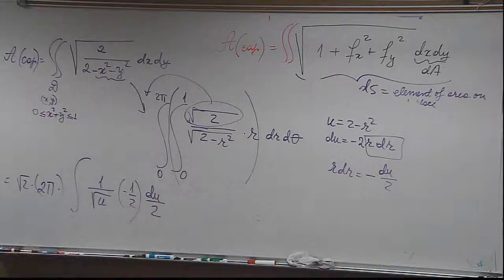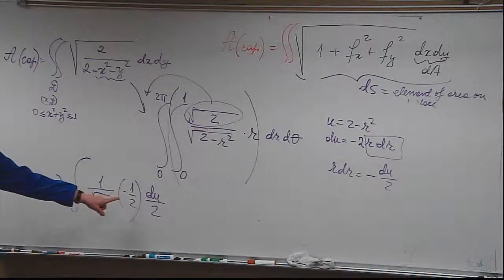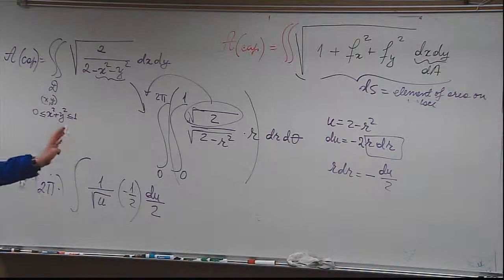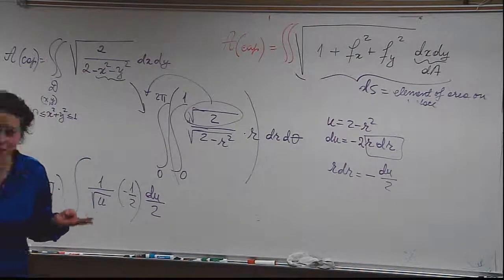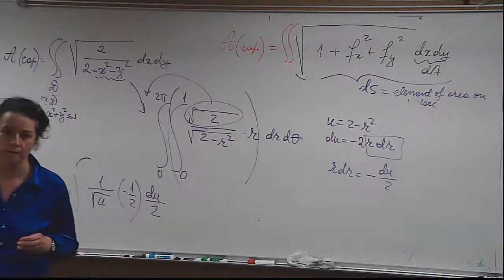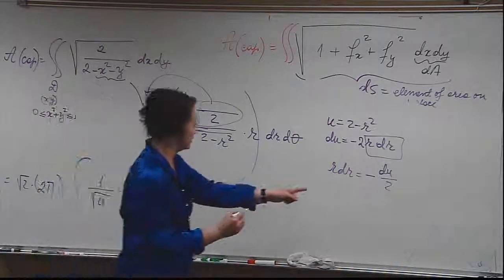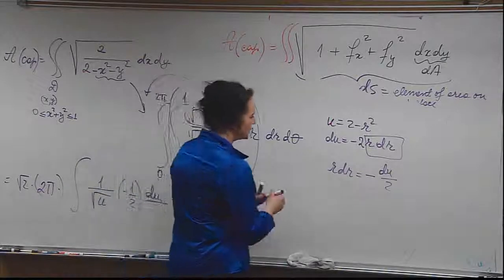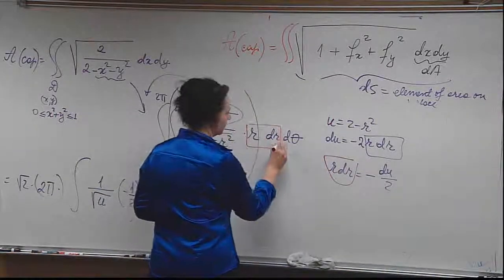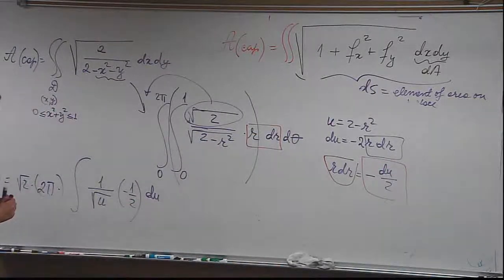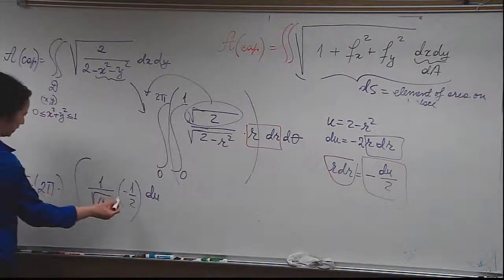And don't be nervous about this minus, because it's not going to give me a negative result. If it did, that means that I made a mistake, because the area of the cap would be a negative number, which is impossible. It's going to be fixed when I change the limits. Where did that minus 1 come from? From this one. Oh, I put too many du over 2. So this guy is minus du over 2. Thank you, I put too many. Now, do you want me to go ahead and cancel this out?